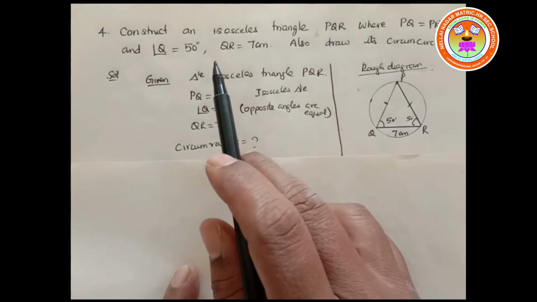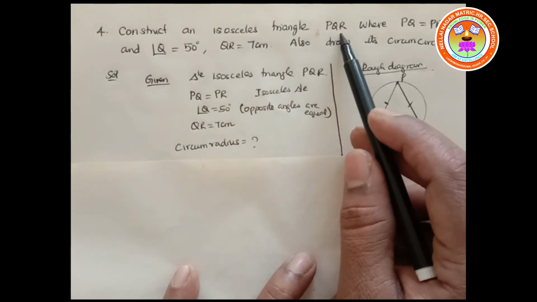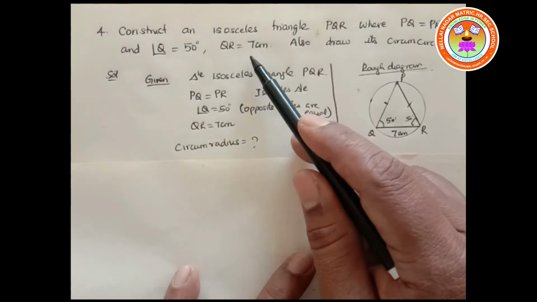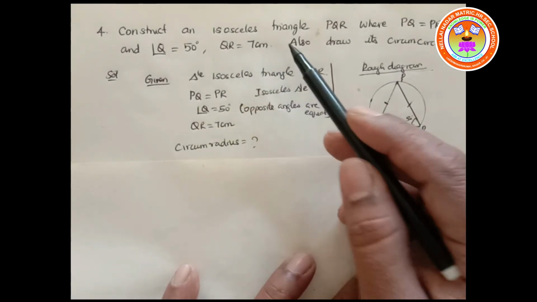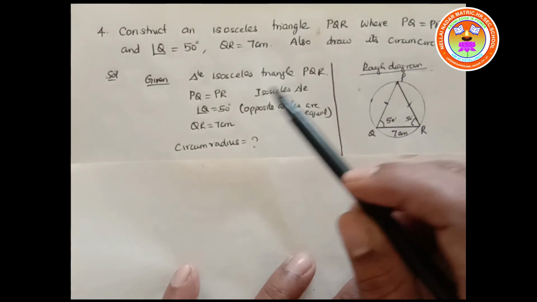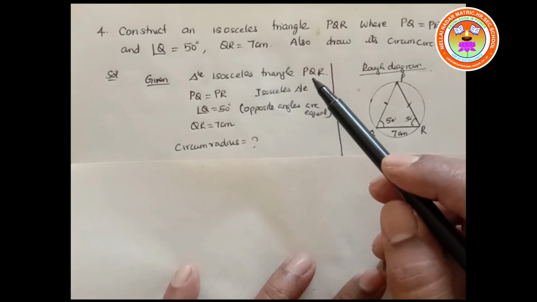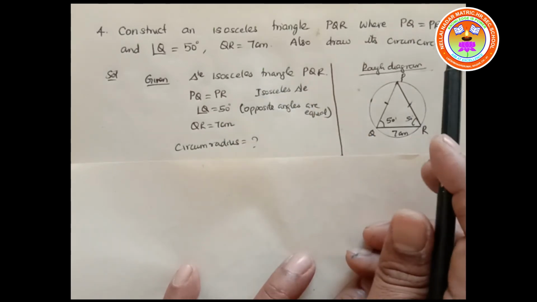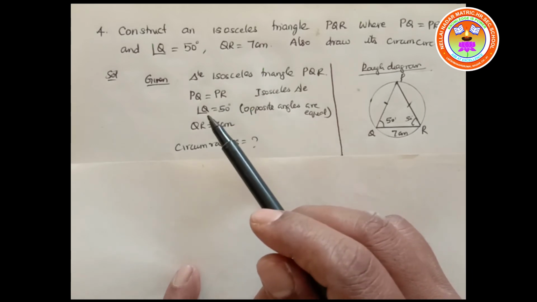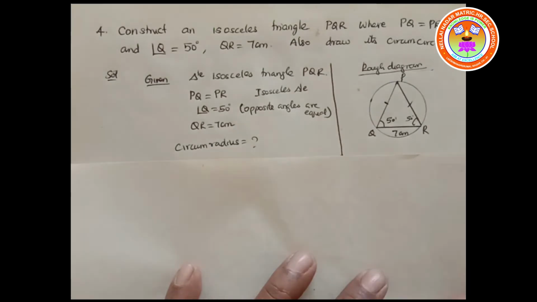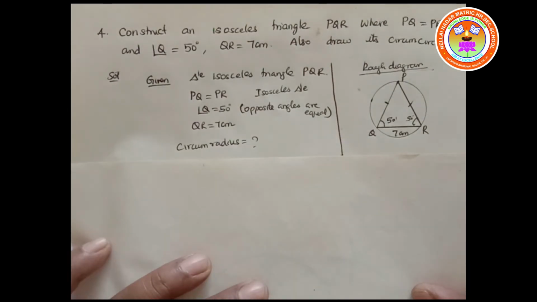Four. Construct an isosceles triangle PQR where PQ equal to PR and angle P equal to 50 degree, QR equal to 7 centimeter, and also draw its circumcircle. Children, what is given? An isosceles triangle PQR. What is the given condition? PQ equal to PR. Two sides are equal, angle Q is equal to 50 degree, and another side QR equal to 7 centimeter. In an isosceles triangle, what is the property? Two sides are equal and opposite angles are equal.